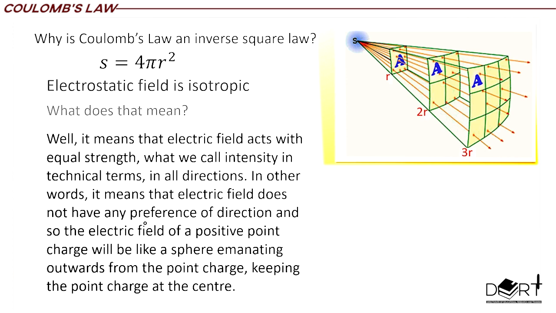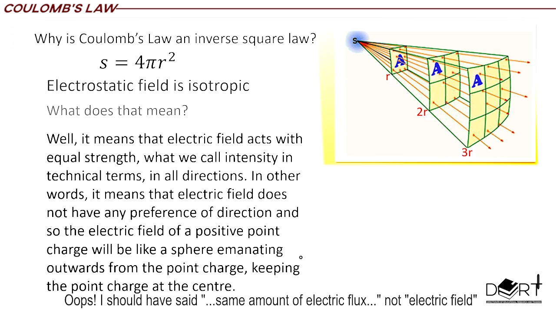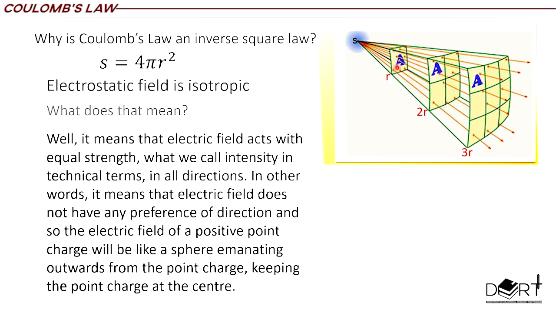It means that the electric field does not have any preference of direction, and so the electric field of a positive point charge will be like a sphere emanating outwards from the point charge, keeping the point charge at the center. So if you can imagine a sphere with the charge at the center and having a radius r, then it has a certain surface area. Now imagine another sphere with radius 2r. So that will be a larger surface area, an outer shell. But the same amount of electric field is now spread out over a larger surface, and therefore the effect on the same amount of area, just like here, is going to be 1/4 that in this case. So that should explain and clarify why Coulomb's law is an inverse square law.